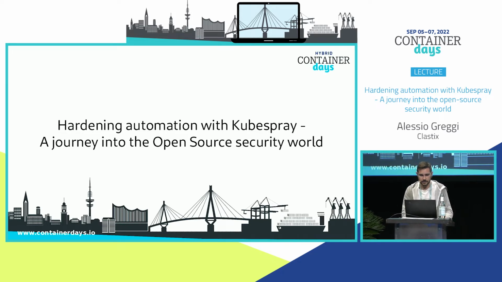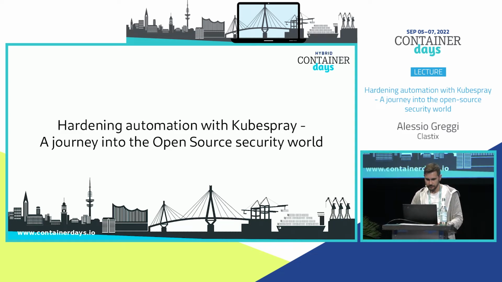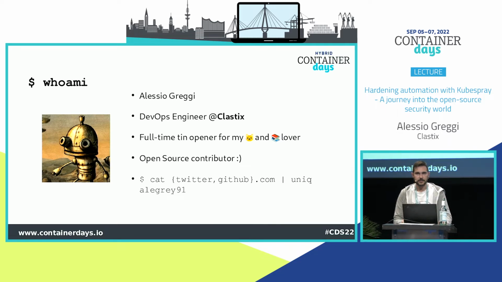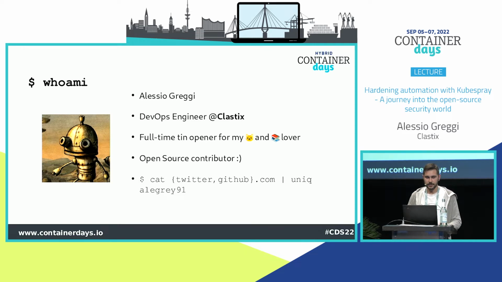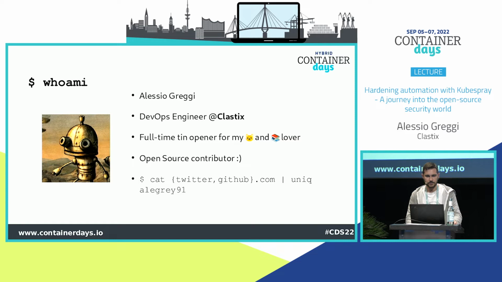But first of all, a brief introduction about myself. Who am I? My name is Alessio Greggi. I work as a DevOps engineer at Clastix. I also had experience as a security analyst in my previous job. Outside of work, I'm a full-time tin opener for my cat and also a book lover. And in my free time, I'm trying to be an open source contributor day by day. You can find me on GitHub and Twitter with this unique account, which is Allegray91.